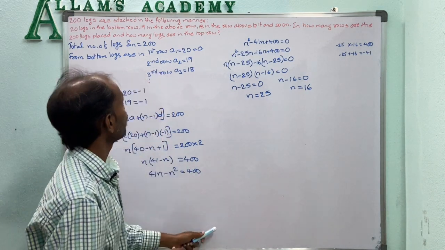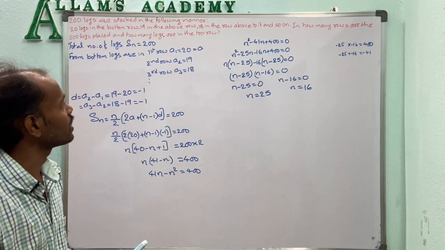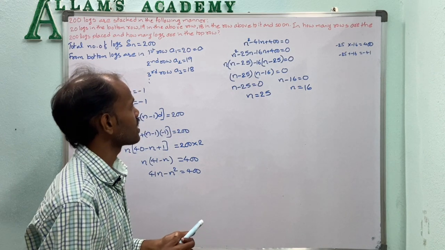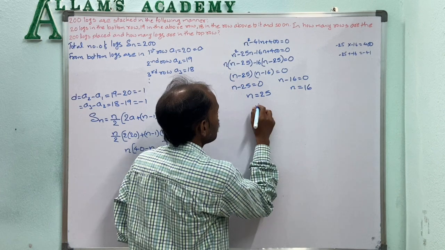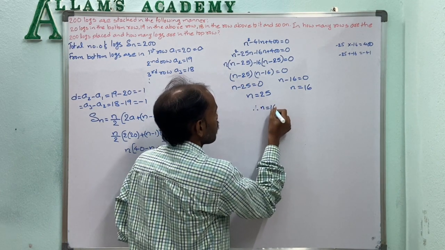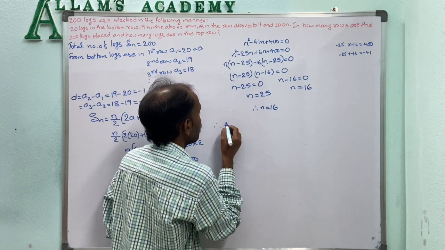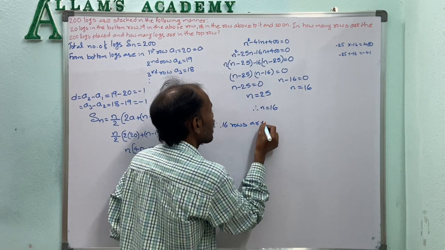Here it is given that there are 20 logs in the bottom row only. For that reason we cannot take 25 rows. So we have to take n equal to 16 only. How many rows are there, as asked? Therefore there are 16 rows.